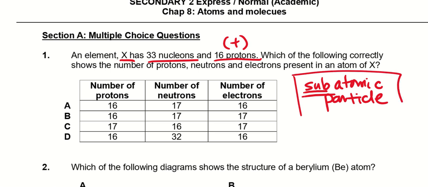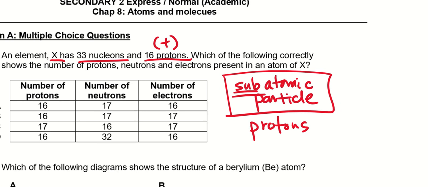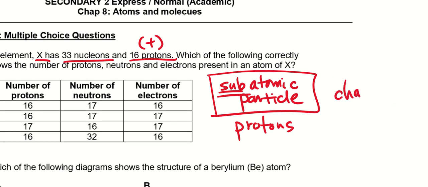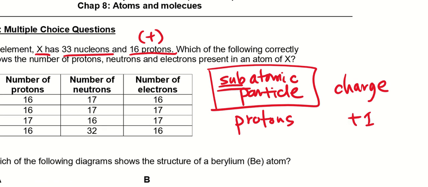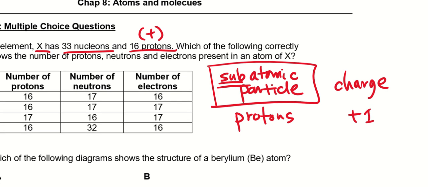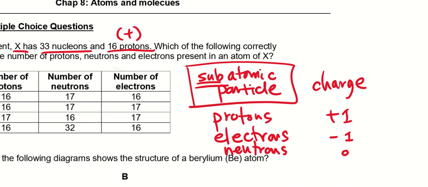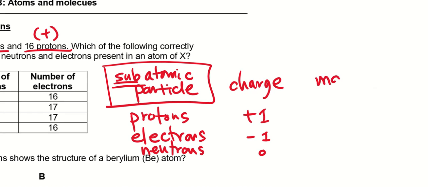So we have protons. What is their charge? +1. Who else do we have? Oh, okay, sorry, I wrote electrons already. Electrons is -1. Then what else do we have? What is the charge? 0. Yes?